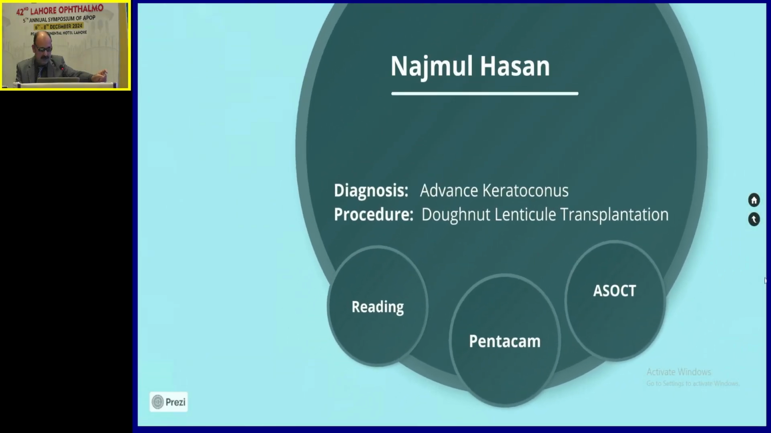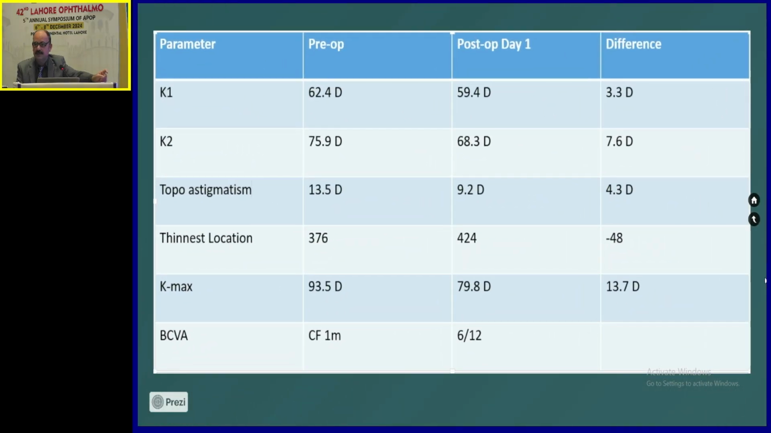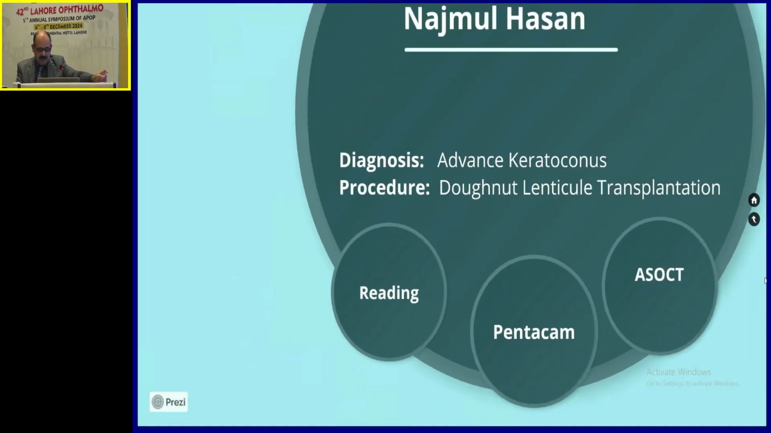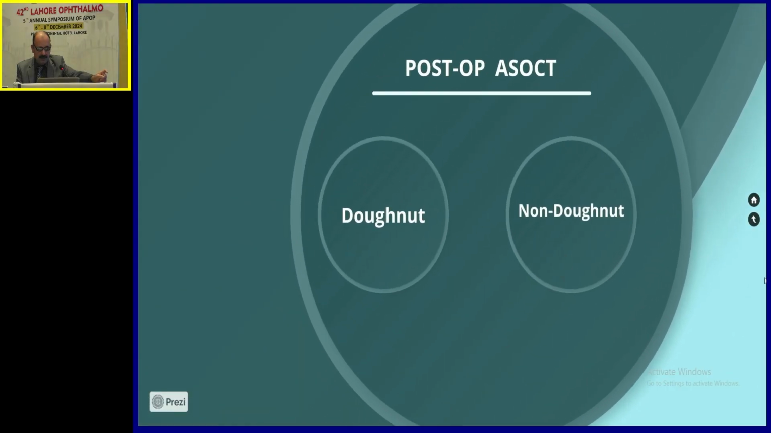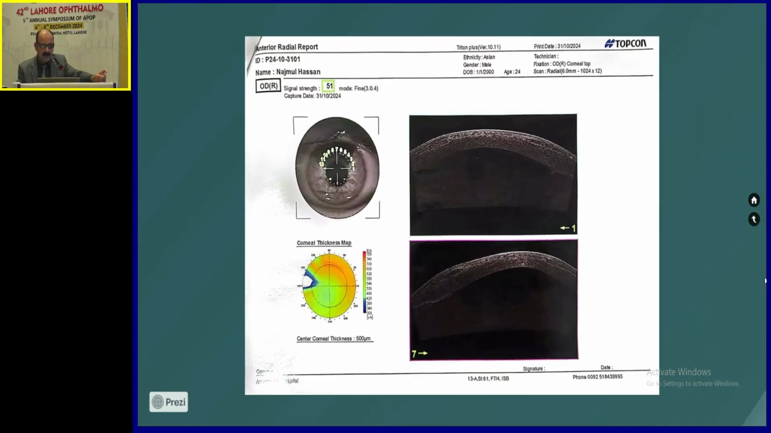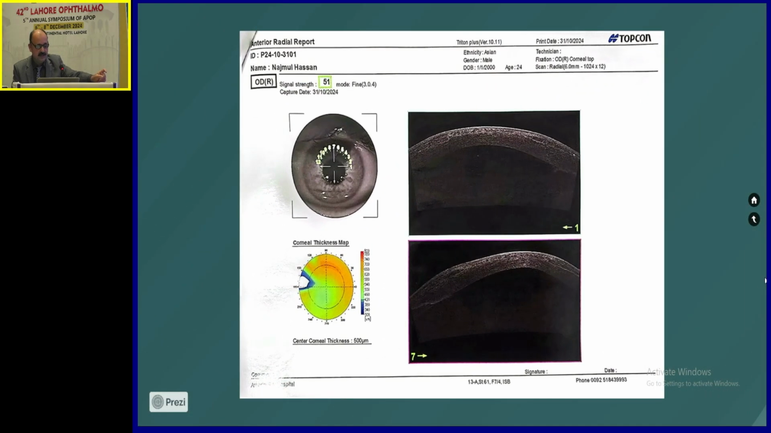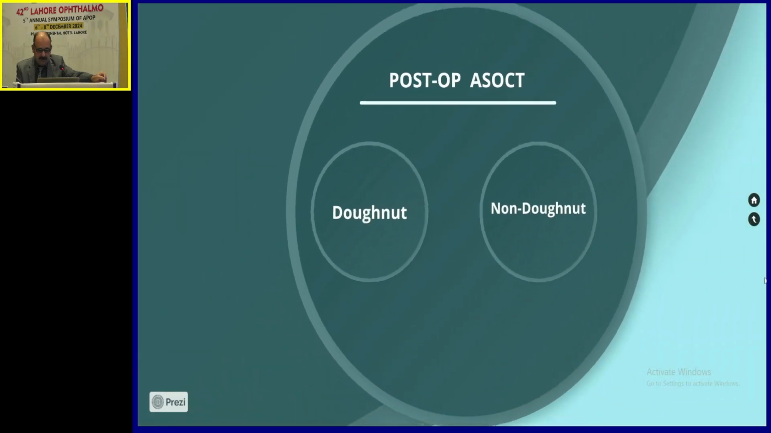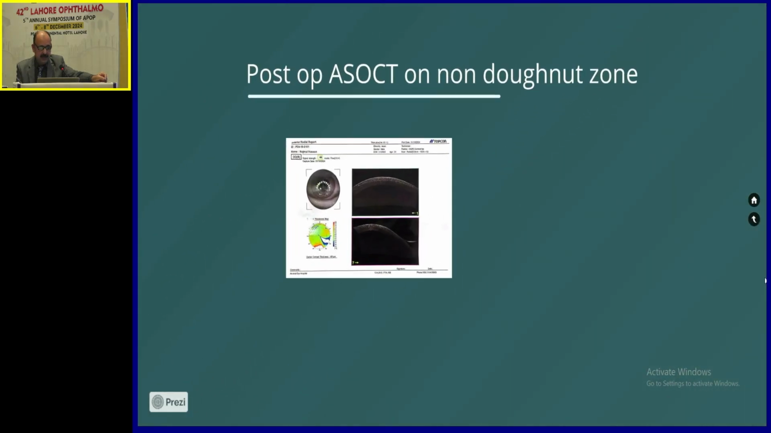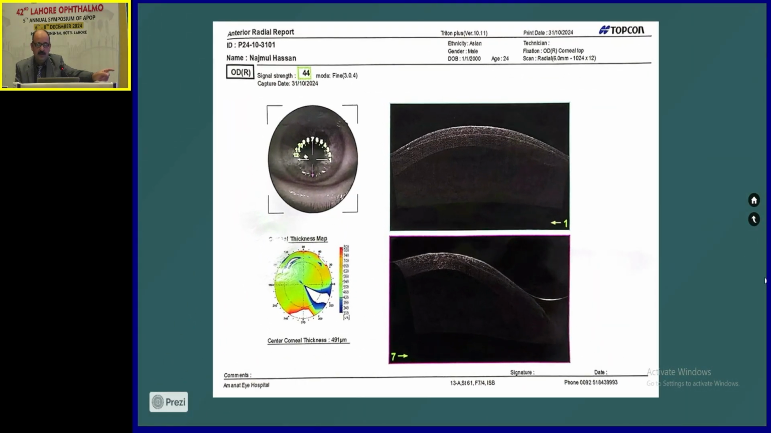This patient was basically counting fingers at 1 meter, but on the first post-op day, he was very happy, and the vision came to 6/12. Look at the anterior segment OCT. This is again on the donut zone, anterior segment OCT on the donut zone. Start, stop in the center, and start again. If you look at the non-donut zone, the whole membrane is running throughout.